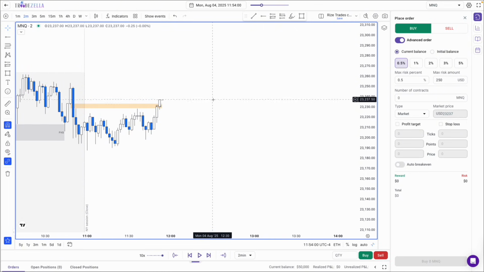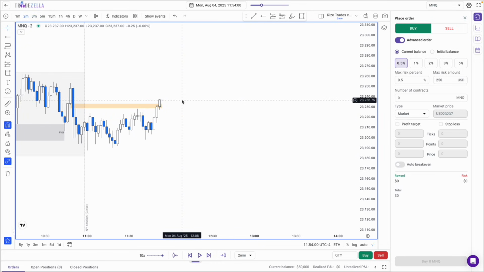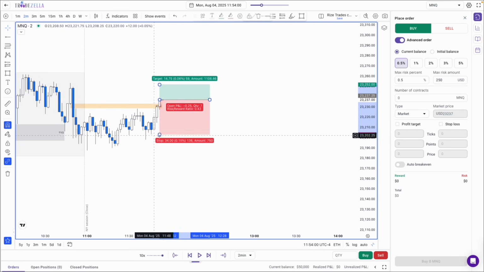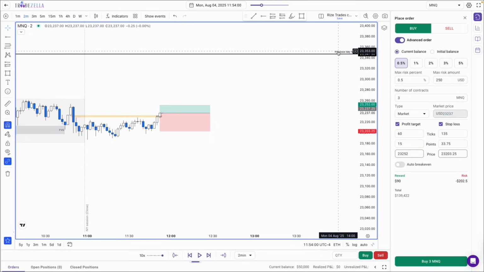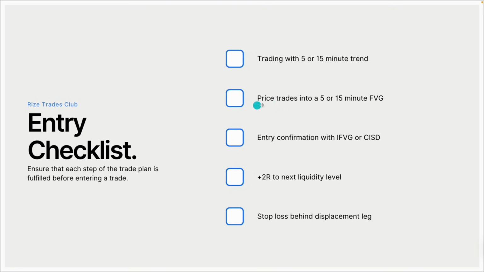Okay, so finally, we get an inversion of this 2-minute here. You can see 3-minute, there was no gap. 2-minute, there was. Okay, so we use this 2-minute gap. It's slightly small. However, closure above gives us longs, stops below, and then we're going to target our next time-based level.